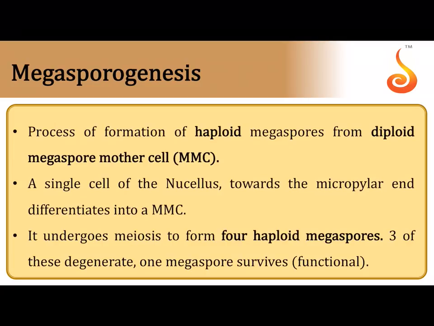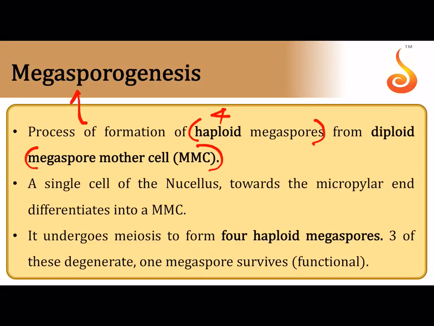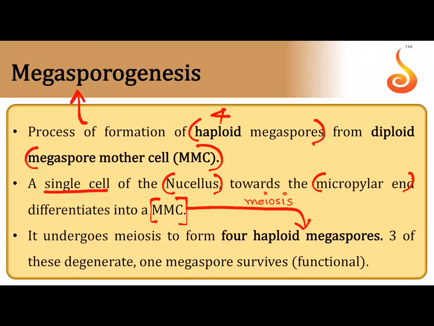So now coming to a quick recap of what all we learnt. Haploid 4 megaspores are formed from the diploid megaspore mother cell. What is this process called? Megasporogenesis. How did the megaspore come? A single cell near the nucellus towards the micropyle became the megaspore mother cell, which underwent, do you remember what division it underwent? Meiosis, to form 4 haploid megaspores.